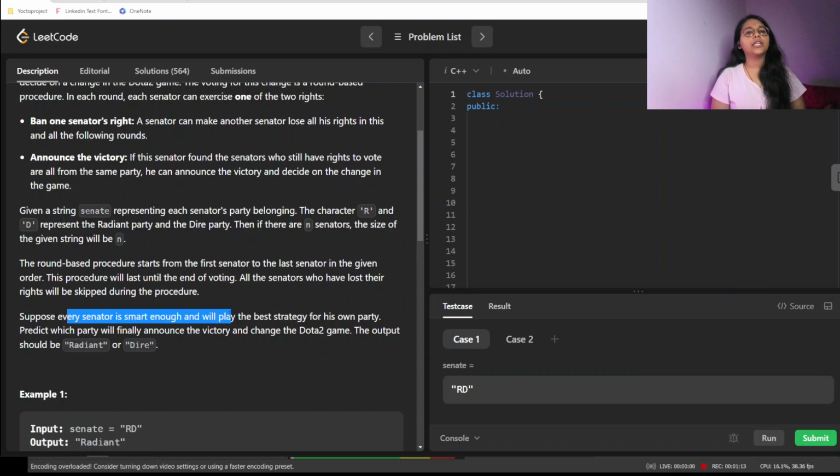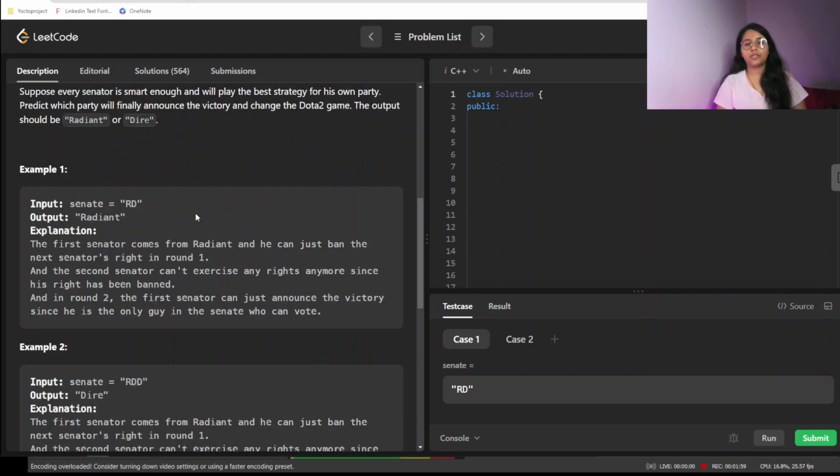Now, in the first example, RD is given to us, and the answer is Radiant. How is it Radiant? When R comes, and then D is also there, as per the question, whatever comes first gets the chance. There are just two chances, as per the string length. Chances are given first to the Radiant, then to the Dire. Then a simple strategy is that Radiant can completely eliminate the voting rights of Dire. So in that context, Radiant is our answer.